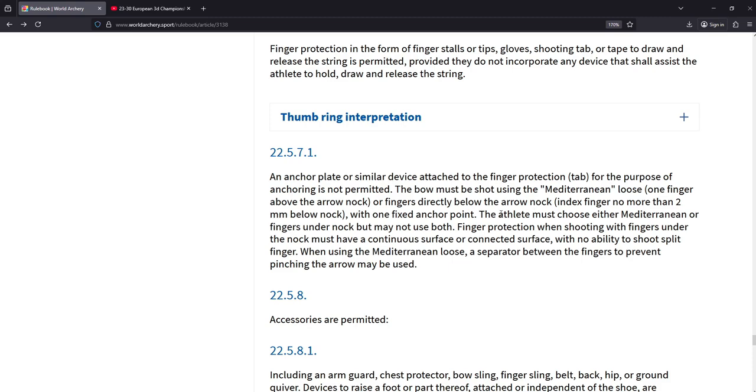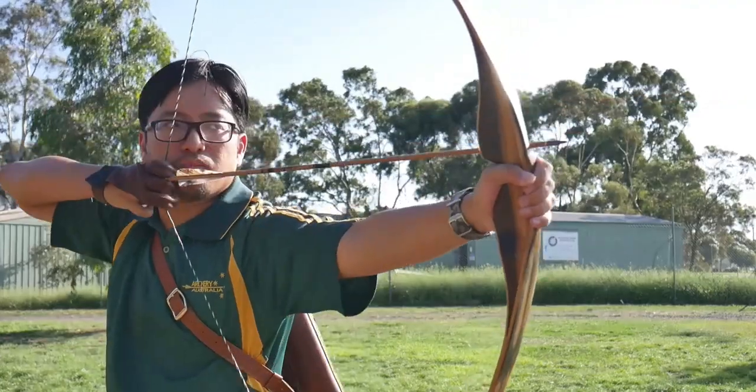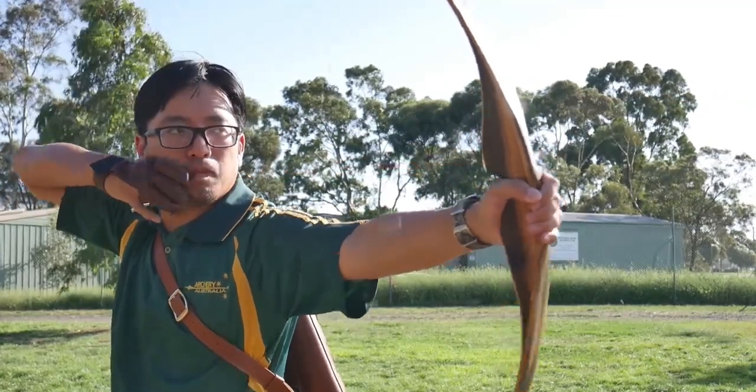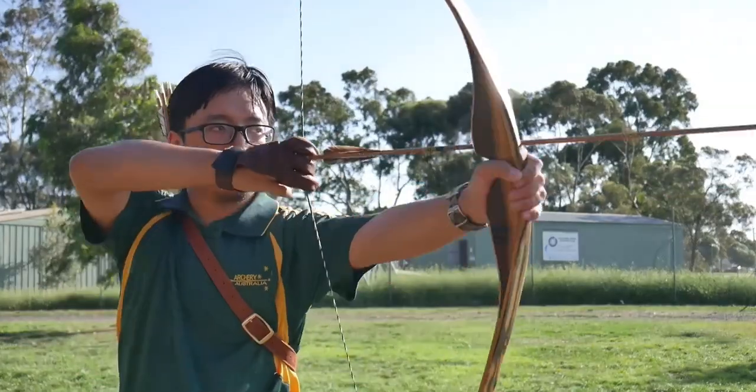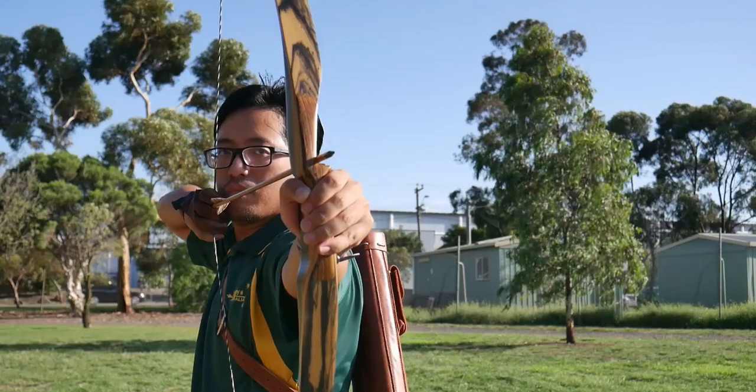And more specifically, the bow must be shot using the Mediterranean loose, which is defined as one finger above the arrow nock or fingers directly below the nock. So basically split finger or 3 under. You must touch the nock or be no more than 2 millimeters below the nock with one fixed anchor point.